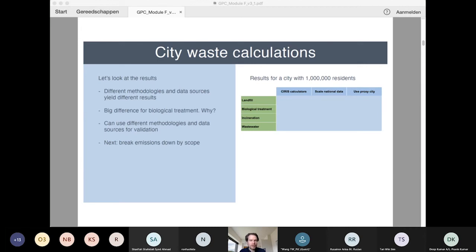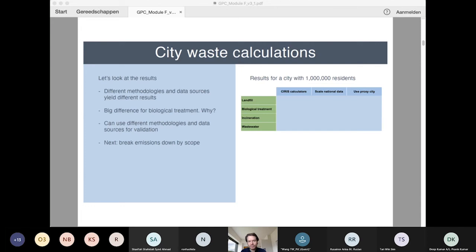But it is important that you're aware that different methodologies yield different results. And we had the same when we looked at transportation. We looked at those four different ways of allocating emissions to a city. That will have a huge impact on your inventory, but it doesn't make the results wrong. It just makes them different. And it's important to understand why those differences occur.